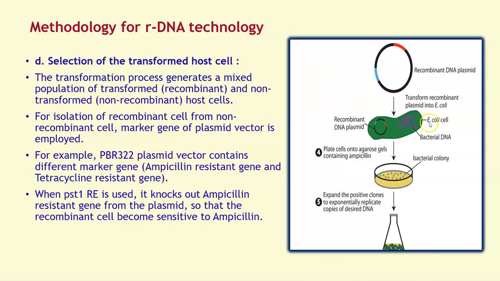So here you can see you have the recombinant plasmid, then the transformed recombinant plasmid is present in the E. coli. Then here you have the plate cells on the agar gel containing ampicillin. So expand the positive clones to exponentially replicate copies of the desirable gene. So here the selection of the recombinant bacteria is done, and then they are allowed to multiply so that they can produce multiple copies of the desirable gene.